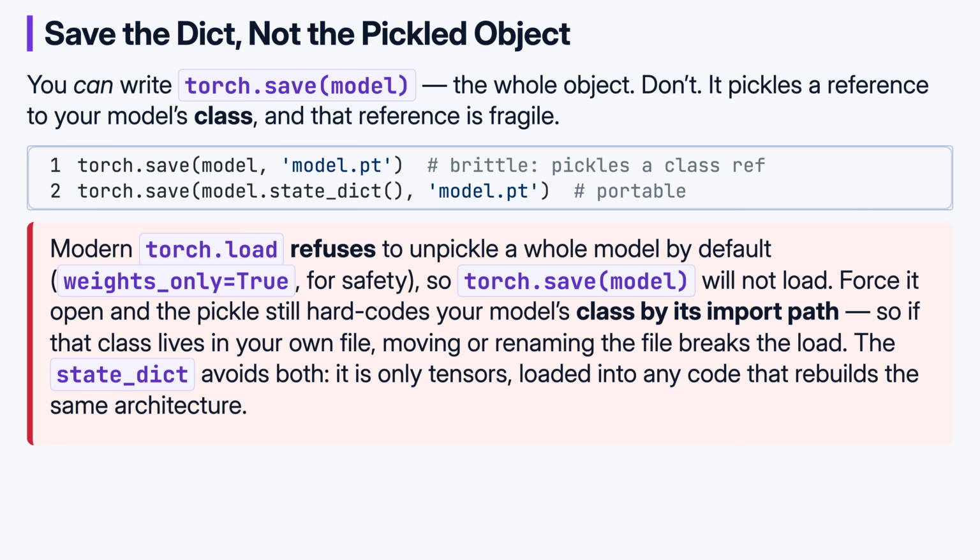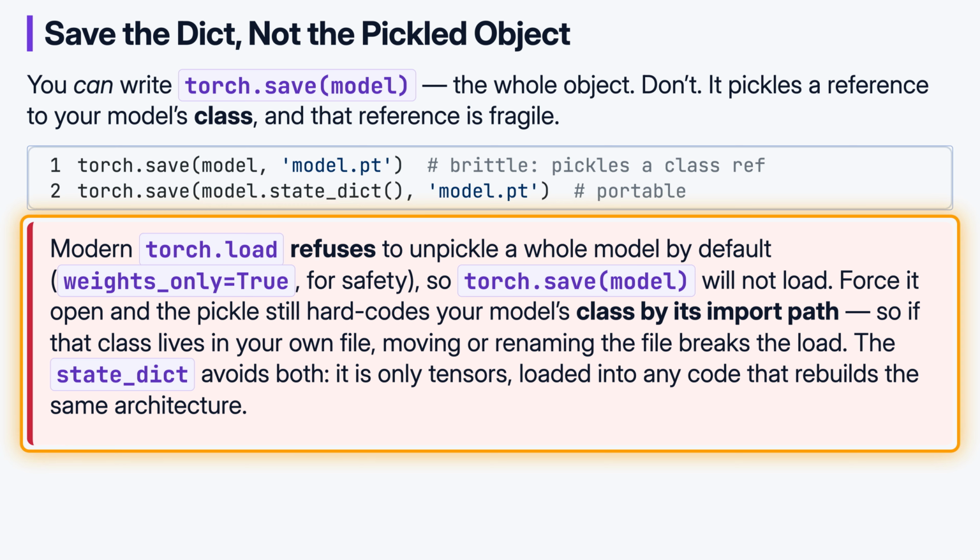You can write torch.save of model, the whole object. Don't. The portable line is the second one, save model.state_dict(). Saving the object feels convenient. One call, no rebuilding. But modern torch.load refuses to unpickle a whole model by default. It uses weights_only=True for safety. So torch.save of model will not even load.